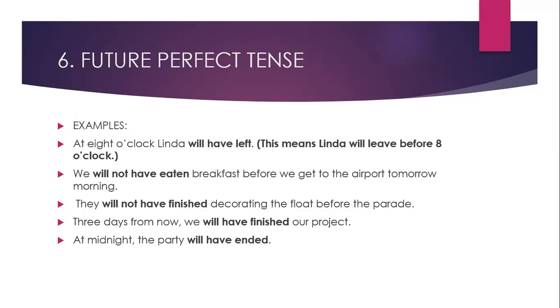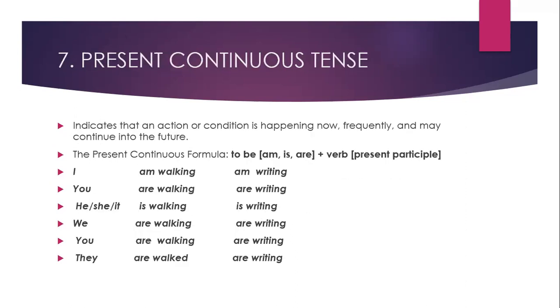So example, at 8 o'clock, Linda will have left. What does this mean? It means that Linda will leave before 8. Okay, so if you want to see Linda and you plan to get there at 8, by then she will have left. She would have gone already. We will not have eaten breakfast before we get to the airport tomorrow morning. So get us some breakfast. They will not have finished decorating the floats before the parade. All right, so will have plus the past participle of the verb gives you the future perfect tense.